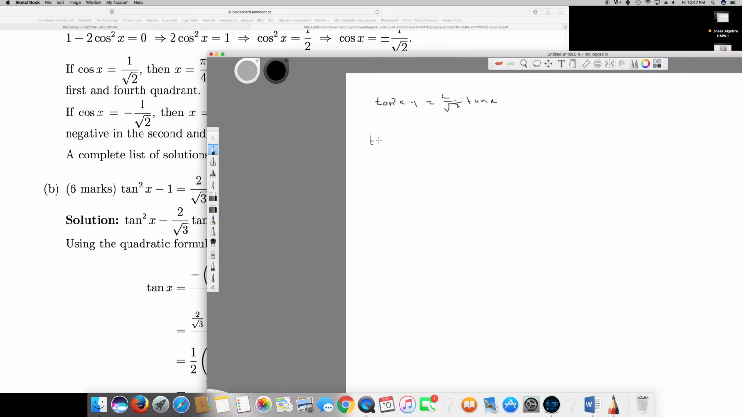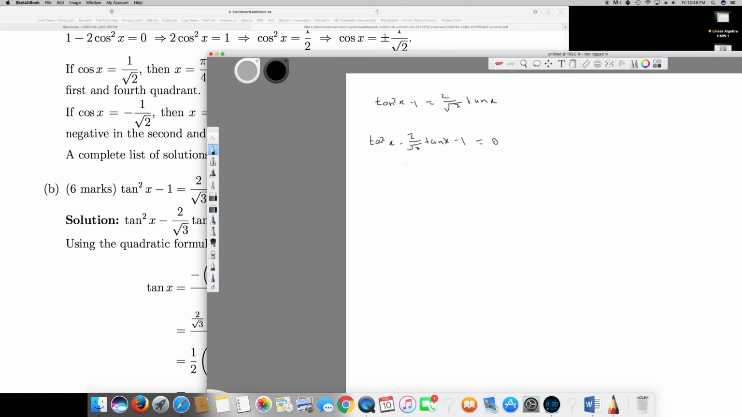So let's see: tan square x minus 2 over root 3 tan x minus 1 is equal to 0. This looks more complicated. So what I'm going to do is use the quadratic formula, like the discriminant formula, whatever you learned in high school: minus b plus or minus root of b square minus 4ac over 2a. That's the formula I'm going to use to find this x value.